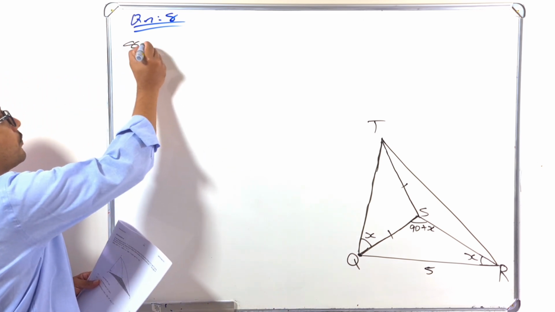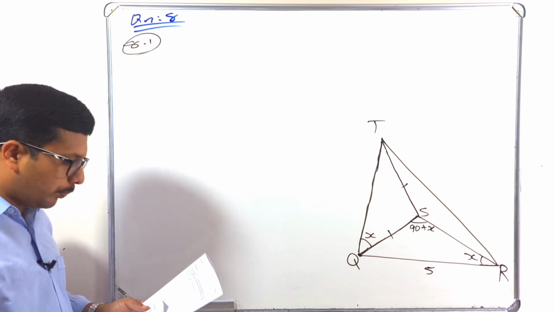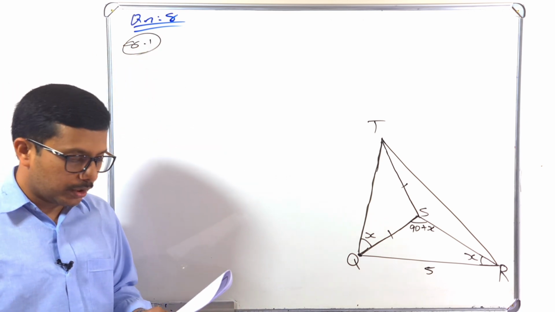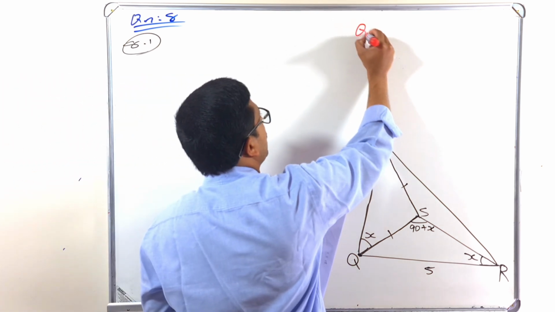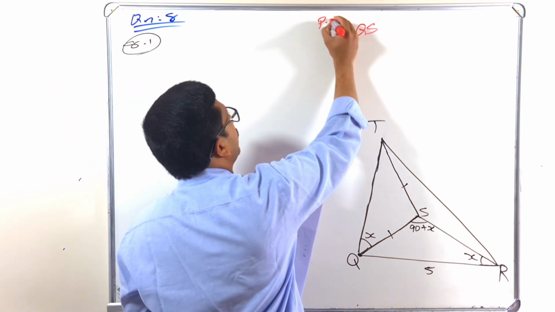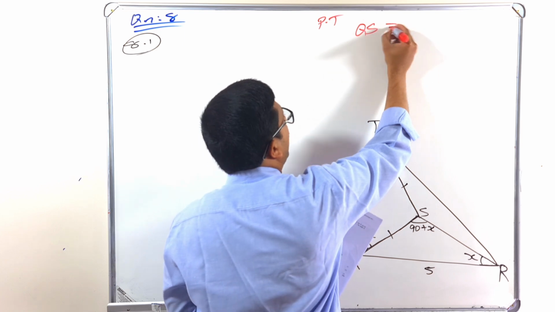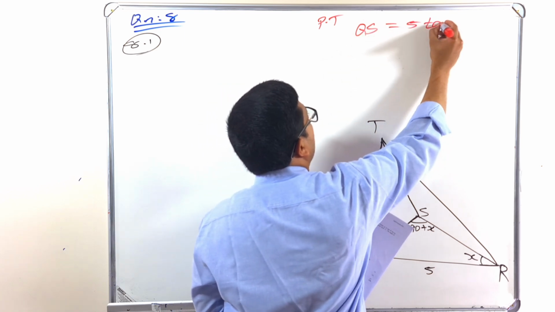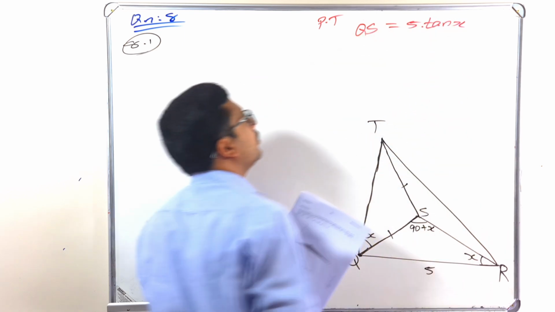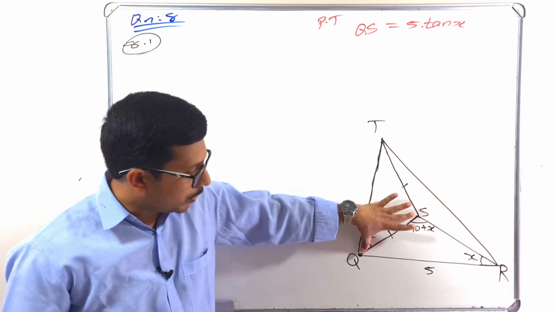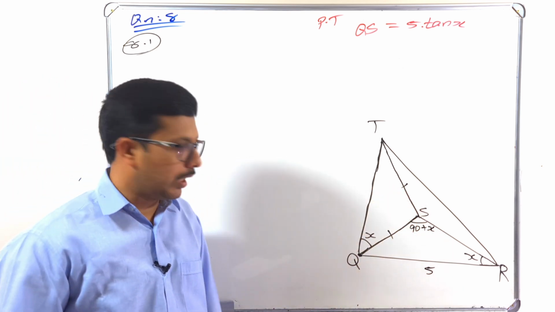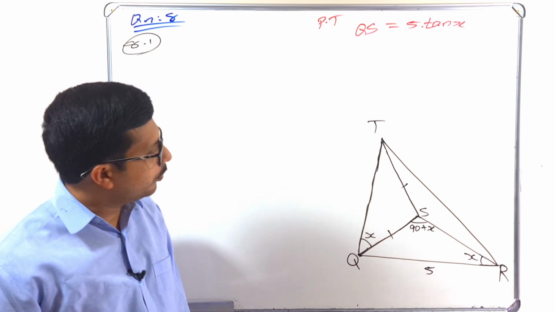Based on this one we have to answer the remaining questions. Let's see what is the first question. 8.1. Prove that QS is equal to 5 tan x. Where is this QS? This one. You have to prove that that one is equal to 5 tan x. So how can you prove that?